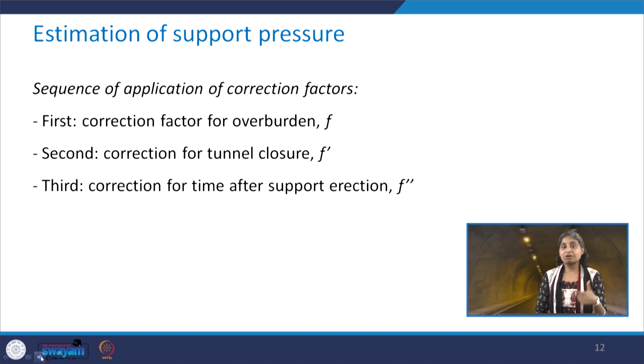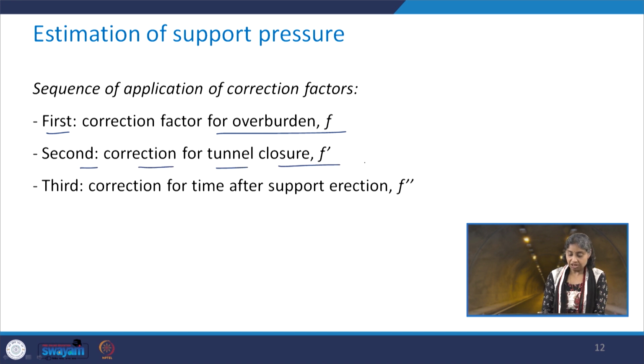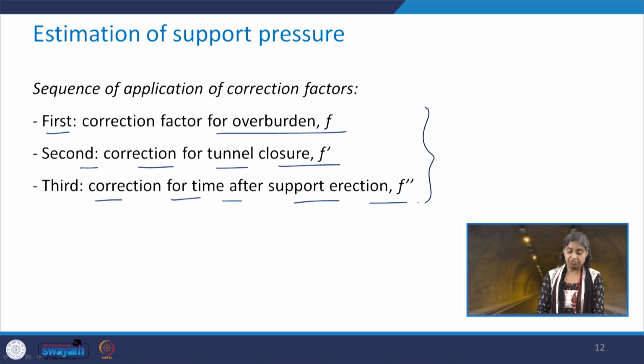So the sequence of the application of the correction factors should be, first you should apply the correction factor for the overburden, then the correction factor for the tunnel closure, and then the third one, which is the correction for time after the support erection. So one needs to be careful about the sequence of the application of correction factors.